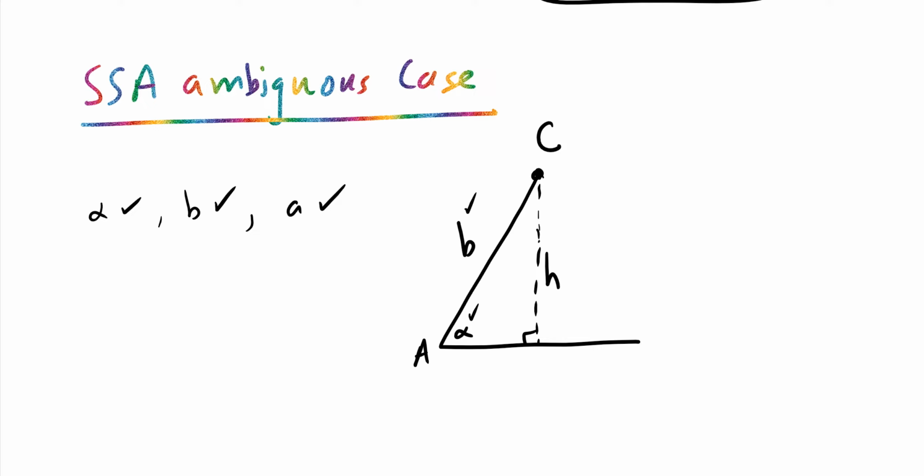The procedure is always to drop a height down on this side. This is H. And find what the height is. If you do sine alpha in the triangle, it's the opposite over the hypotenuse. So the height can always be calculated using B times sine alpha.